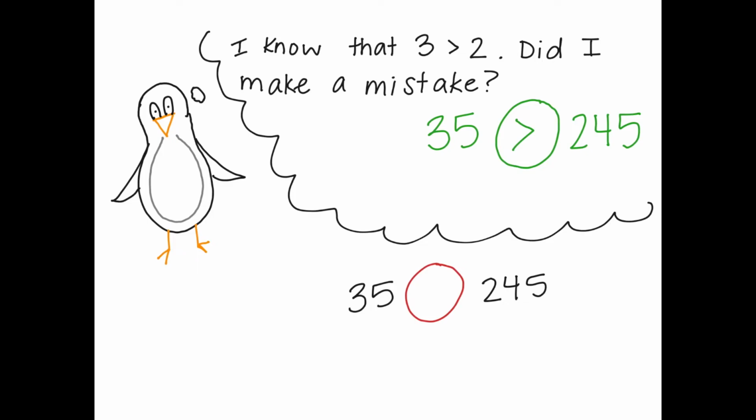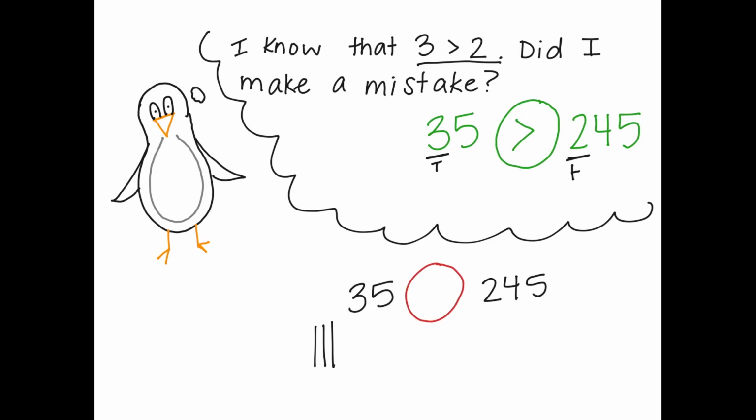Now, I hope you realize that Puzzled Penguin did make a mistake. Now, what was his mistake? 3 is bigger than 2. He did get that right. He looked at 3 and he looked at 2 and he said, well, 3 is bigger than 2. But we know that because of place value, the 3 in 35 is a 10. And 3 tens, well, what are 3 tens worth? They're worth 30.